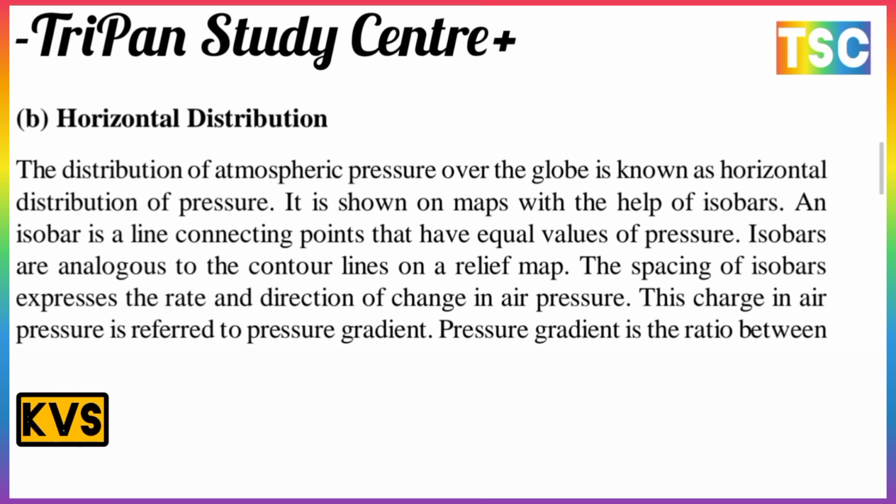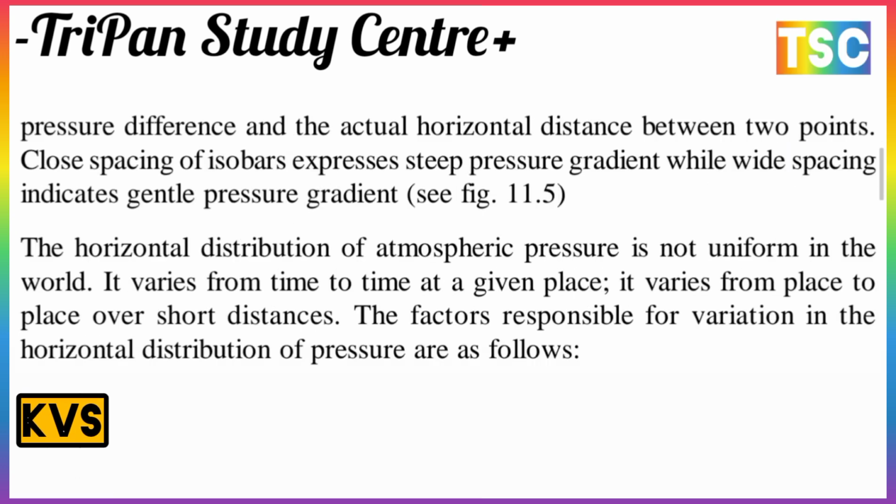The spacing of the isobars expresses the rate and direction of change in air pressure. This change in air pressure is referred to as the pressure gradient, which is the ratio between the pressure difference and the actual horizontal distance between two points. Close spacing of isobars expresses a steep pressure gradient, while wide spacing indicates a gentle pressure gradient.